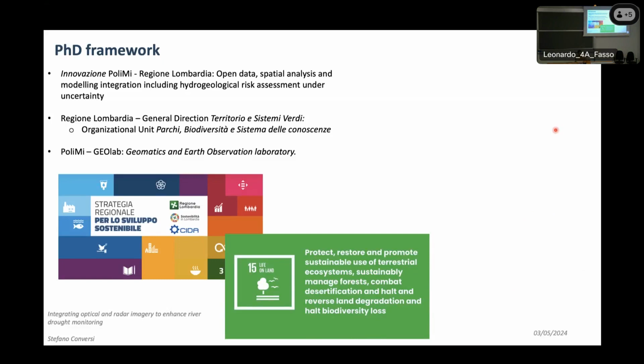I'm here in a partnership between Regione Lombardia and Politecnico di Milano. Specifically, I'm assigned on the side of Regione Lombardia to the unit that is in charge of managing and monitoring biodiversity policies. While here, I'm part of the GeoLab, a laboratory for geomatics and Earth observation that works both with GIS software, the acronym for Geographical Information System, and with remote sensing data. Specifically, I'm working within the context of the regional strategy for sustainable development, tackling SDG 15, that is life on land.